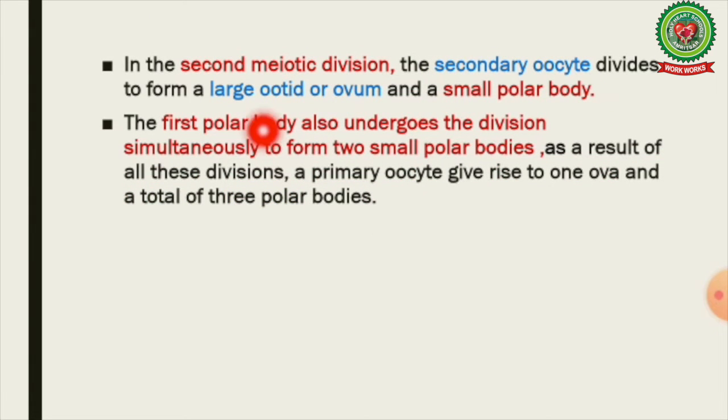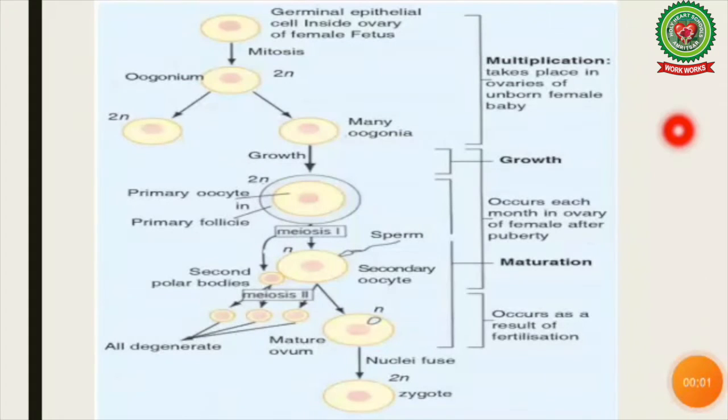In the second meiotic division, the secondary oocyte divides to form a large ootid or ovum and a small polar body. The first polar body also undergoes division simultaneously to form two small polar bodies. As a result of all these divisions, a primary oocyte gives rise to one ovum and a total of three polar bodies. In this picture, we can see the different stages of oogenesis: multiplication phase, growth phase, and maturation phase.